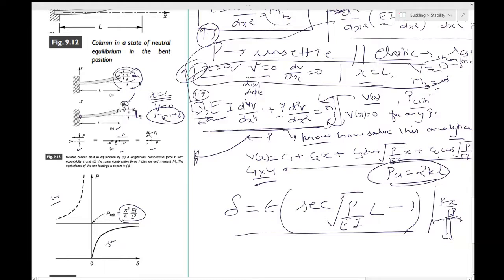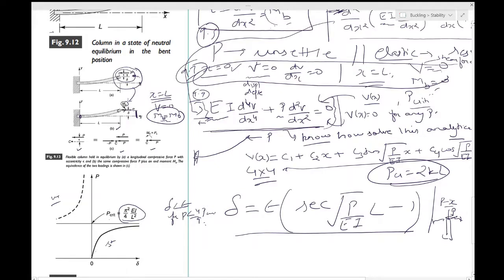So the analysis is similar for this part. For small values of P, the transverse deflection is very nearly 0. For this example, delta is smaller than the eccentricity for P smaller than 4 by 9 of P critical. Okay, so that is the first part.